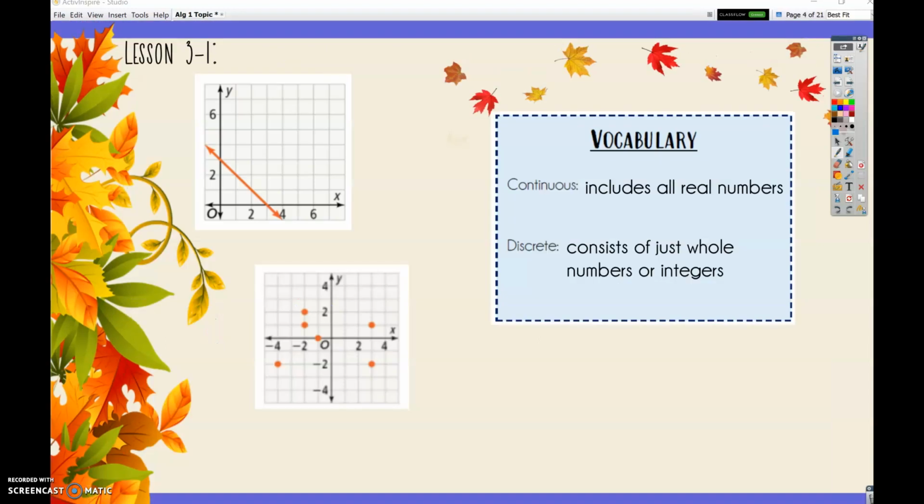Another key vocabulary component will be the words continuous and discrete. Continuous just means we include all real numbers, or our function is a nice, smooth picture. So just like the lines you've been graphing, those are continuous. Whereas discrete is more just like a jumble of dots on a grid. Lots of just integers or whole numbers. Little plots, if you will. So you'll want to be able to identify functions as continuous or discrete, and oftentimes it's helpful to plot them.